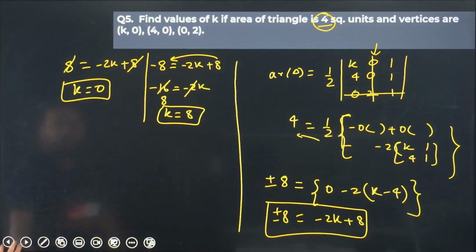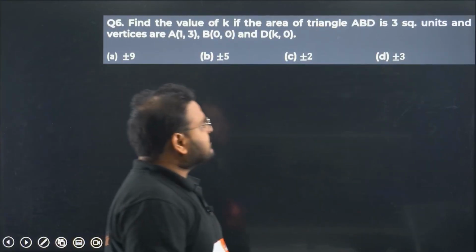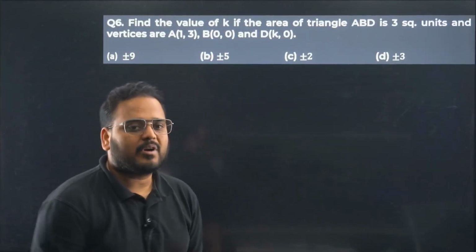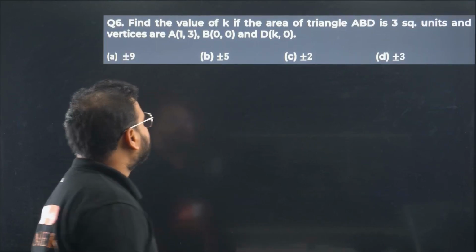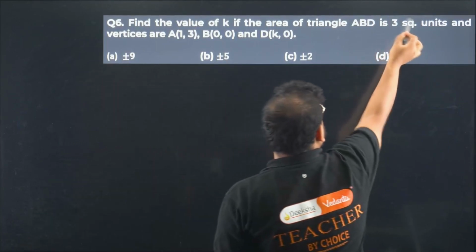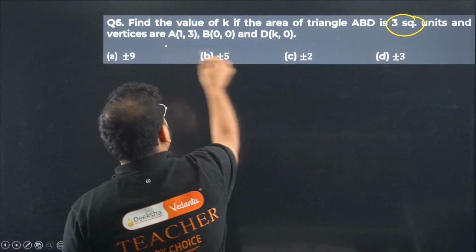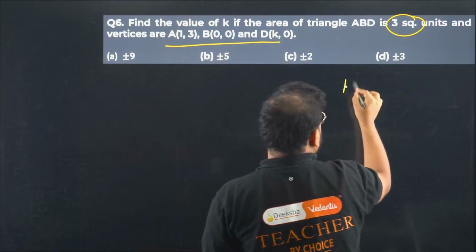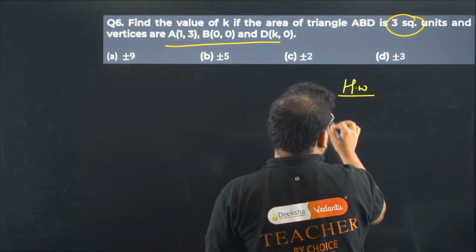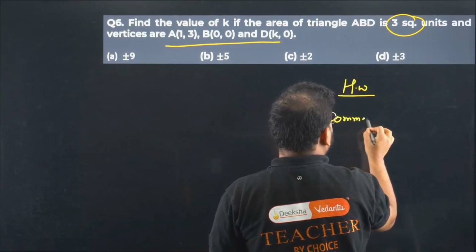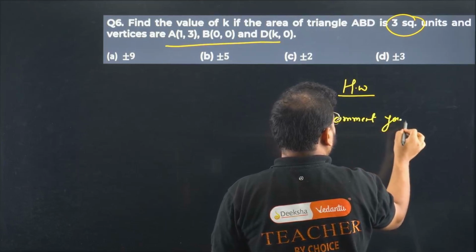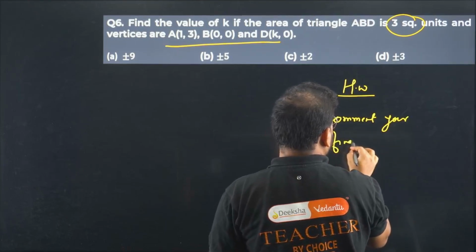Done. Okay. Now question number 6 will be your homework. Similar question. Find the value of k if the area of the triangle is given as 3 square units. The points are also given. This is your homework. Comment your final answer.